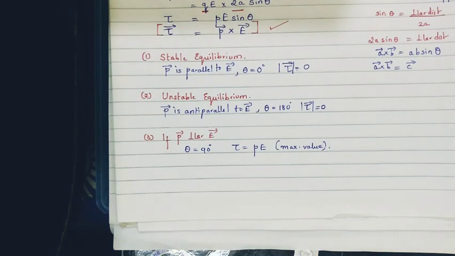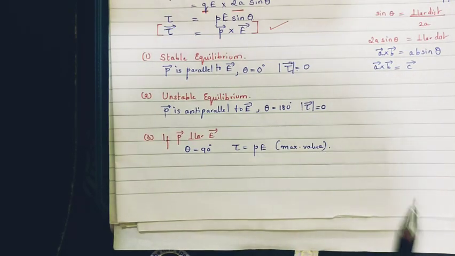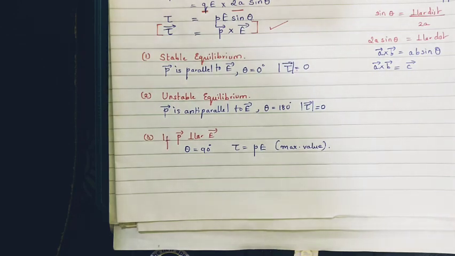So basically what do we infer from here? In a uniform electric field, the dipole experiences only the torque, and the net force acting on the dipole is 0. Hence the dipole experiences only rotational motion and no translational motion. This is very clear from this derivation here.